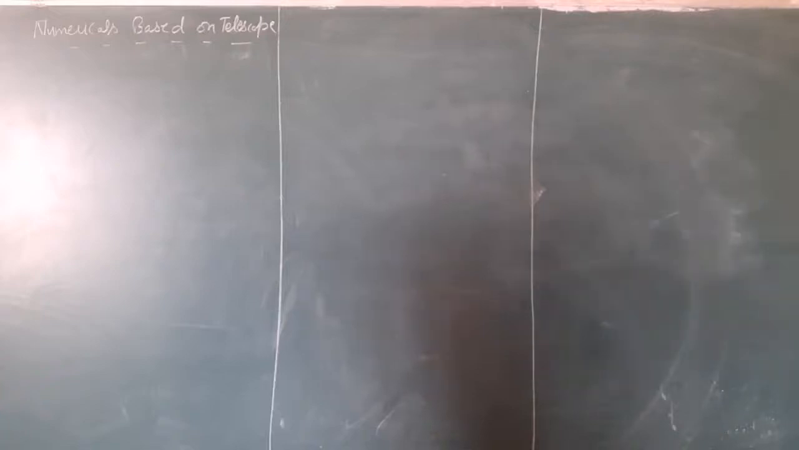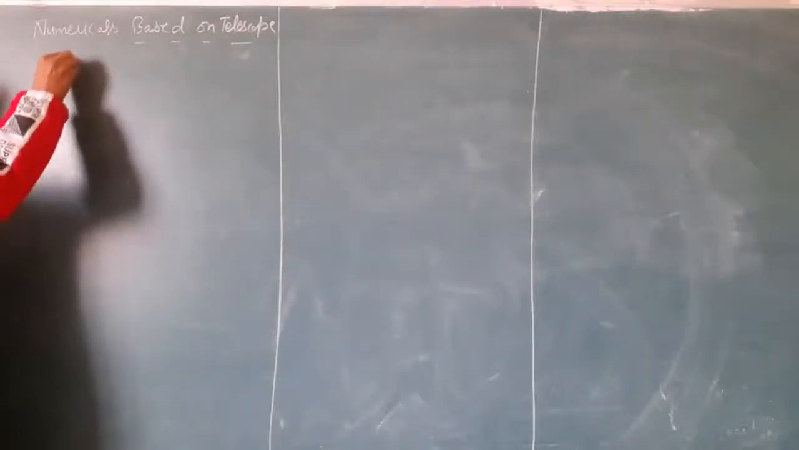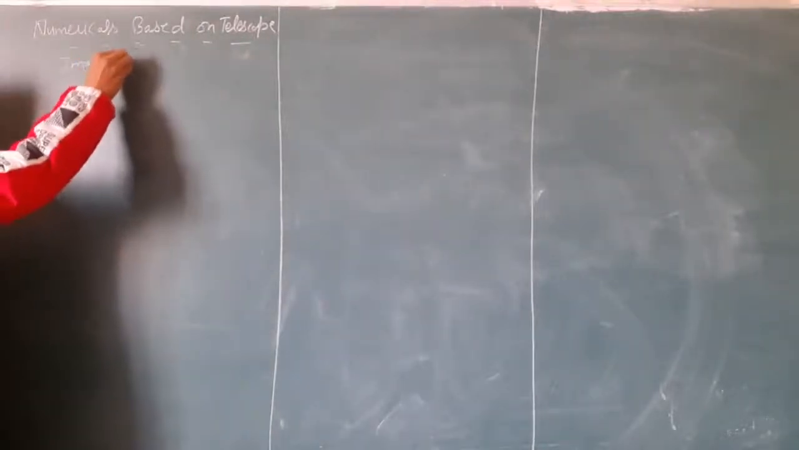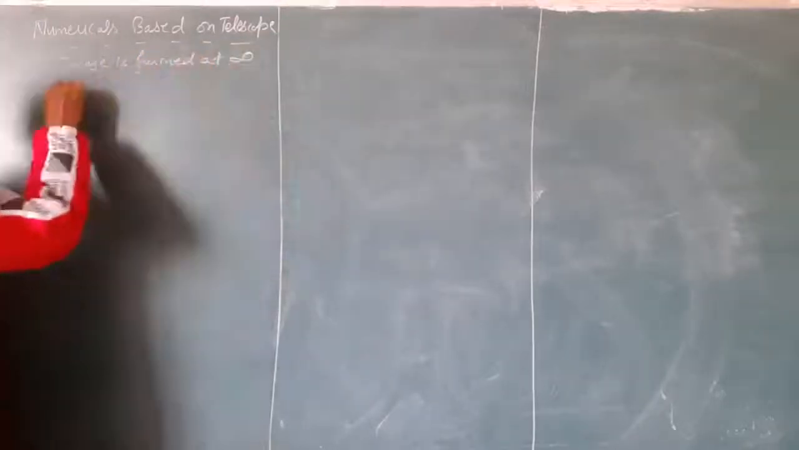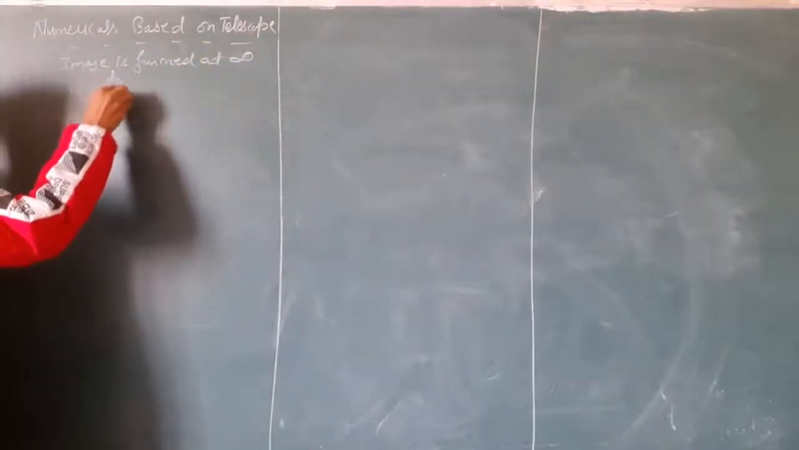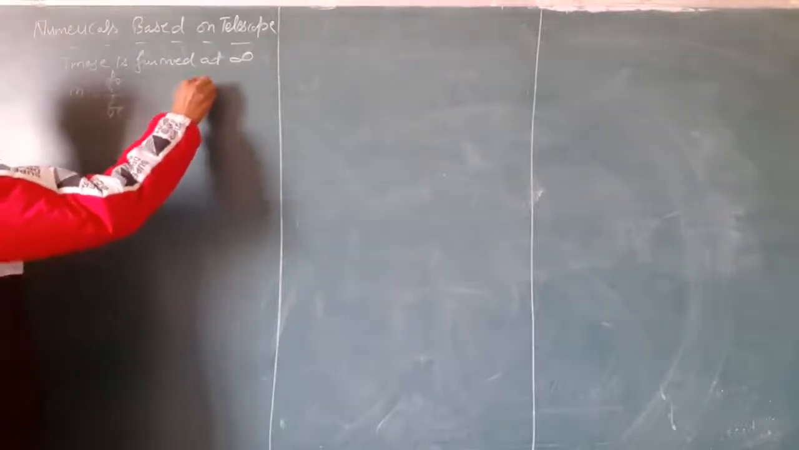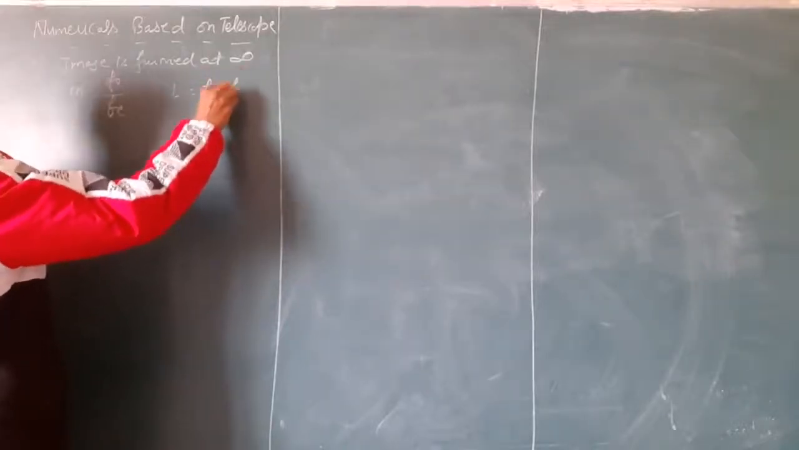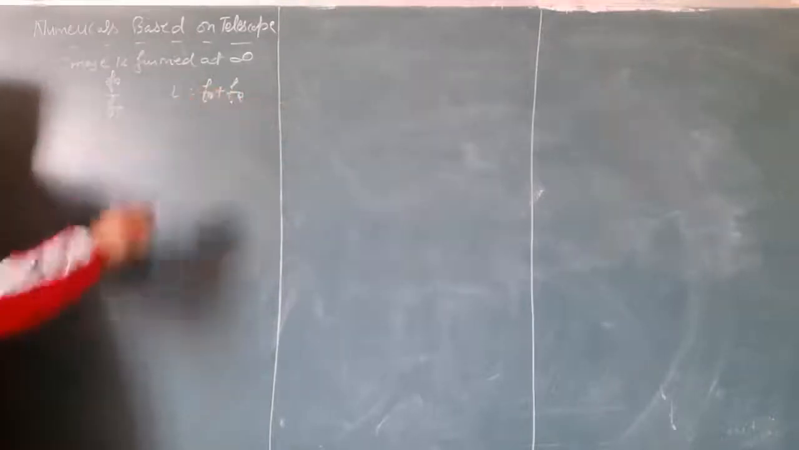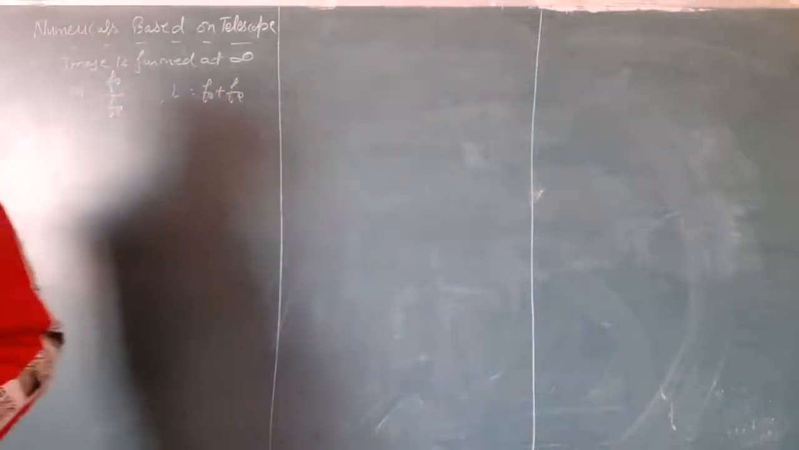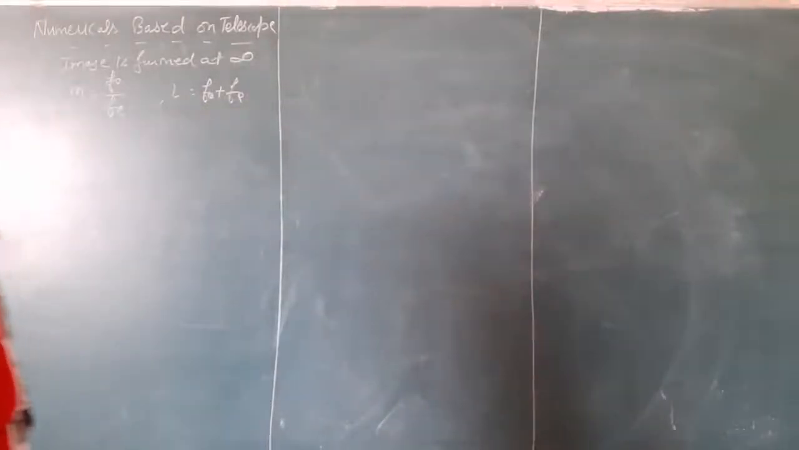First of all, this should be clear that when the final image is formed at infinity, the magnifying power is f naught by fe, and L is f naught plus fe. Okay, this should be clear. The length of the tube can be calculated as L is equal to f naught plus fe, and magnifying power is f naught by fe, the focal length of objective lens and focal length of eye lens.